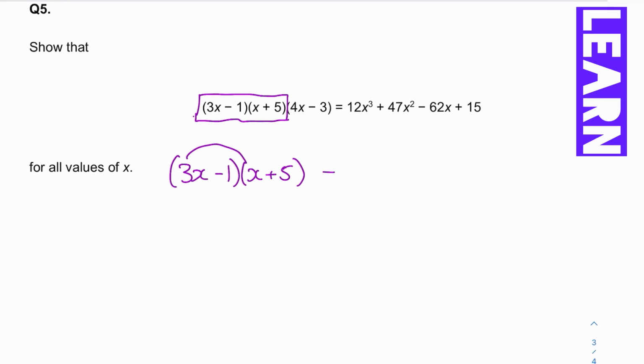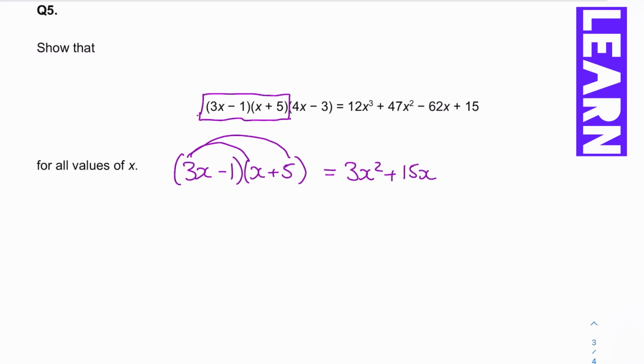3x multiplied by x is 3x squared. 3x multiplied by 5 is 15x. Negative 1 multiplied by x is negative 1x. And negative 1 multiplied by positive 5 is negative 5. So here again we collect together our like terms, which is our x. We've got positive 15x, subtract 1x, which is equal to 14x minus this 5.